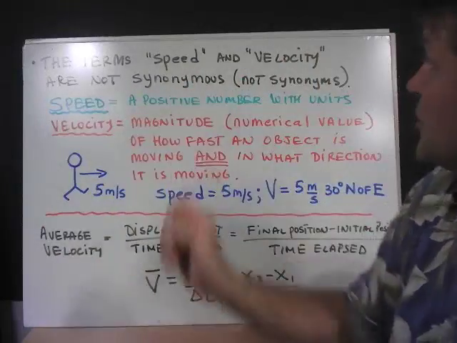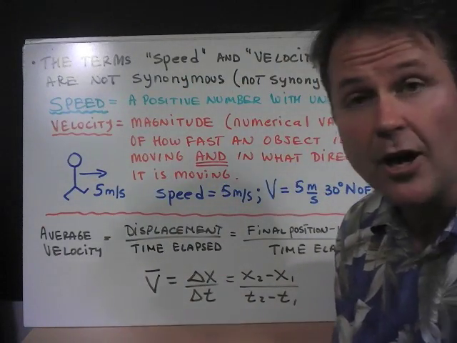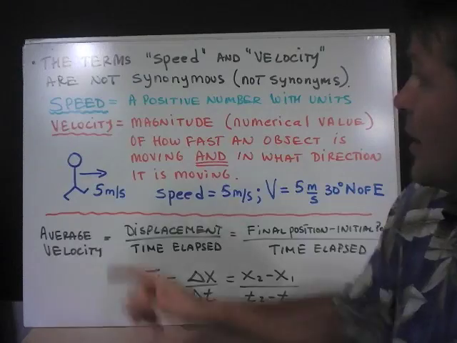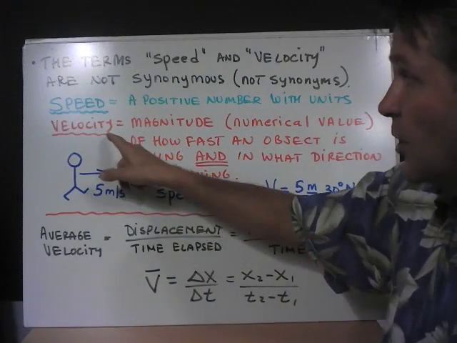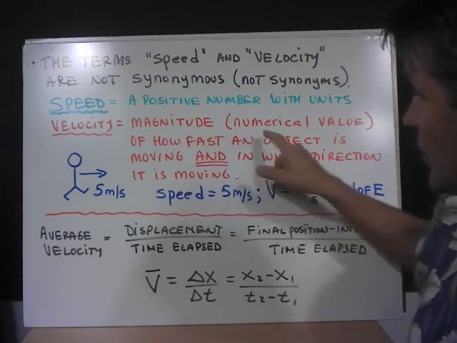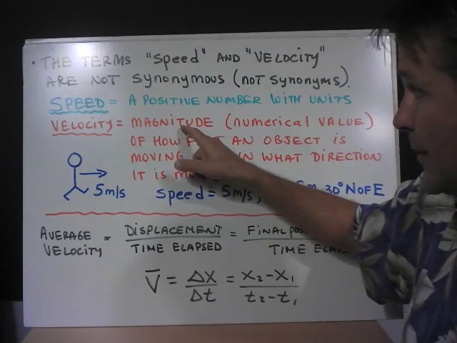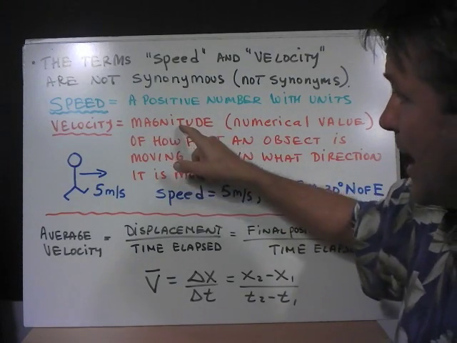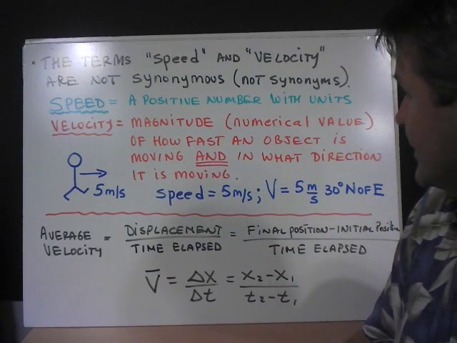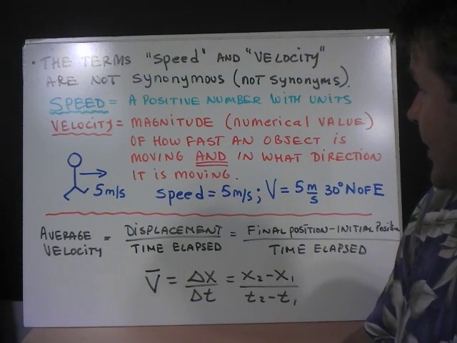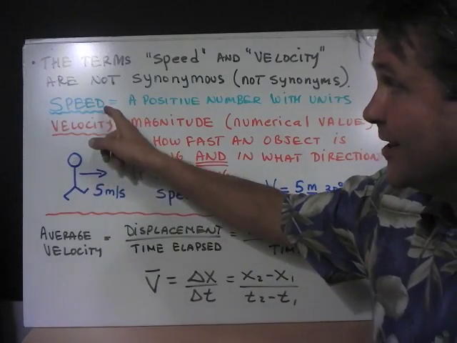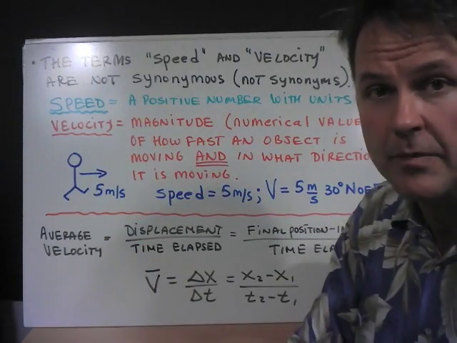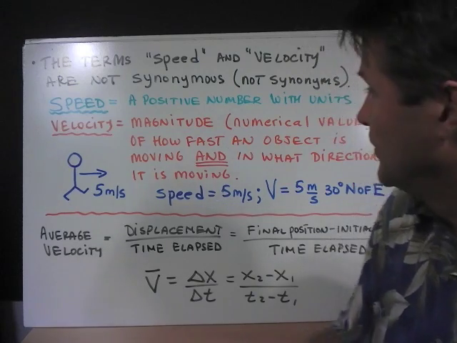Now the terms speed and velocity are not synonymous. They're not synonyms. Speed is a positive number with units, whereas velocity is a magnitude, a numerical value, together with a direction. That's what the word magnitude means. So it's the magnitude of how fast an object is moving and in what direction it is moving. Some people say that velocity is speed with direction, and that would be a good way of remembering it.